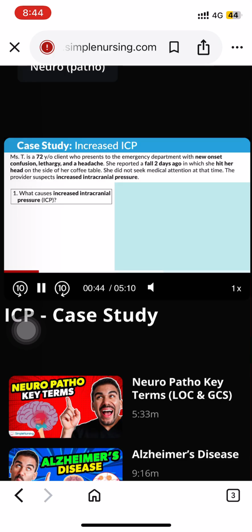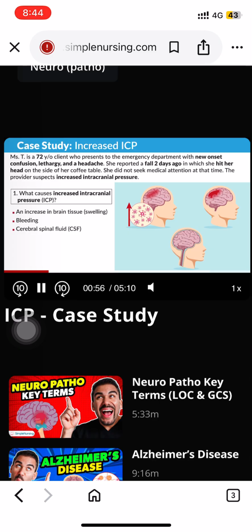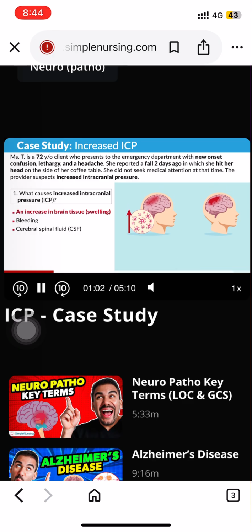Okay, so let's look at the options. What causes that increased ICP? Well, an increase in brain tissue from swelling, bleeding within the brain, or even excess cerebrospinal fluid, that's CSF. So in this case, it's more than likely the first 2 points, that brain swelling and that bleeding, because she hit her head on that coffee table.